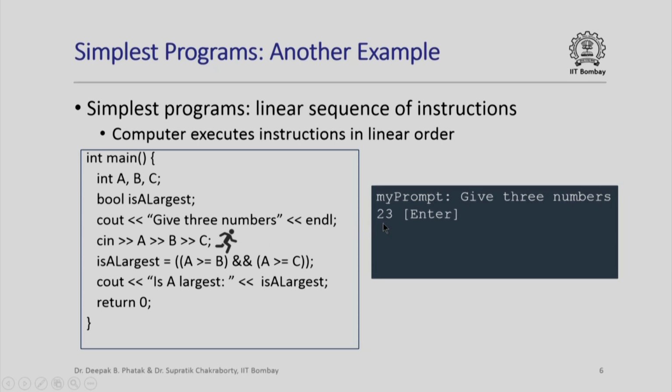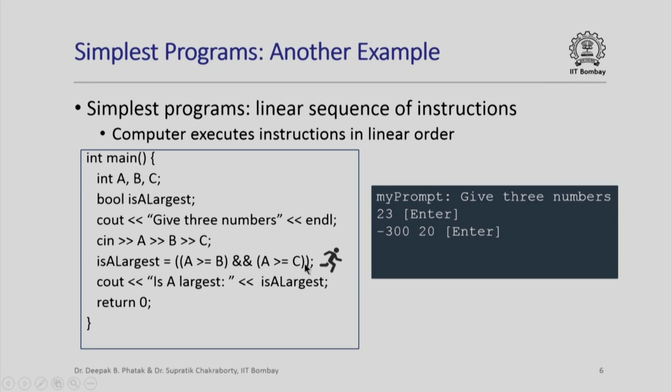Suppose the user enters 23 and presses enter, that gives the computer only the value of A, it still needs to read the values of B and C, so it waits, and the user can then enter minus 300 space 20 and then enter. This space basically tells the computer that minus 300 is to be read as the value of B and 20 is to be read as the value of C, and once it has read all of these three integers, then the computer goes to execute the next instruction, and this, if you recall from an earlier lecture, is nothing but a logical expression.